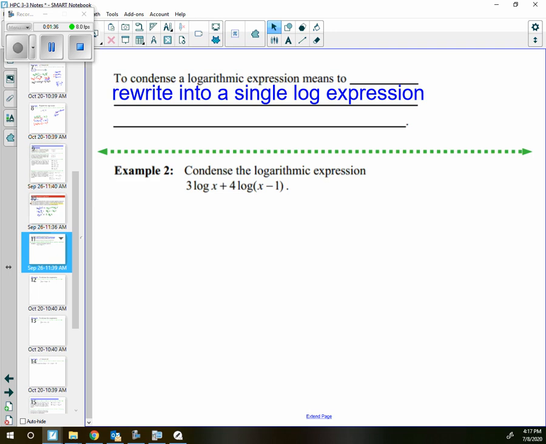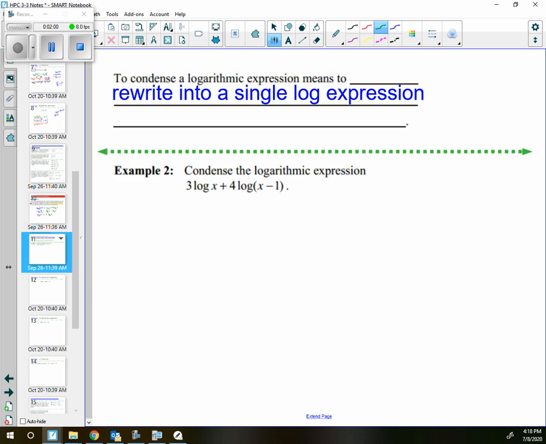It's going to say condense. It might say rewrite as a single log. Both of those things mean the same thing. We're going to put pieces together. So remember yesterday how we talked about PEMDAS? That's helpful for us when we condense as well. Think about order of operations and what you would do if you were actually going to do this arithmetic, like if you knew what x was. That's kind of what we would want to be doing when we put it back together.